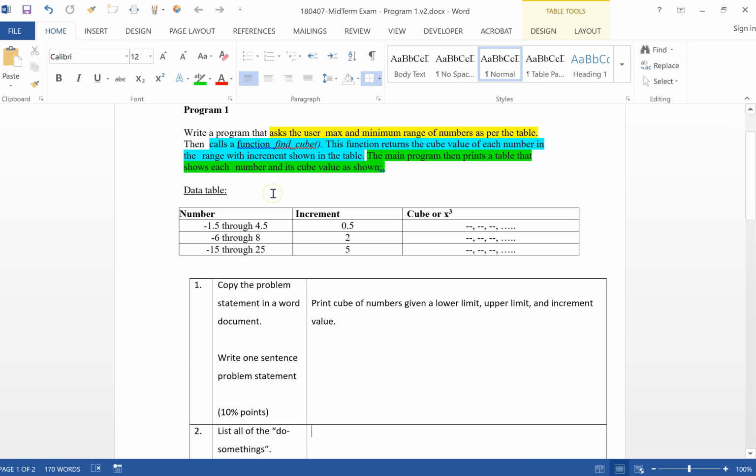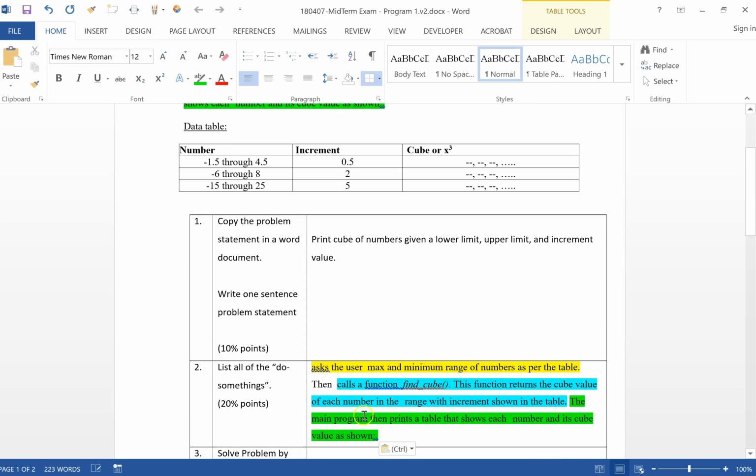Okay, so this is problem 1 for the midterm exam. As you can see, I have copied this problem description over, and I have already highlighted it. The problem statement is: print the cube of numbers given a lower limit, upper limit, and increment value. So now let's go back and copy these over to step 2.